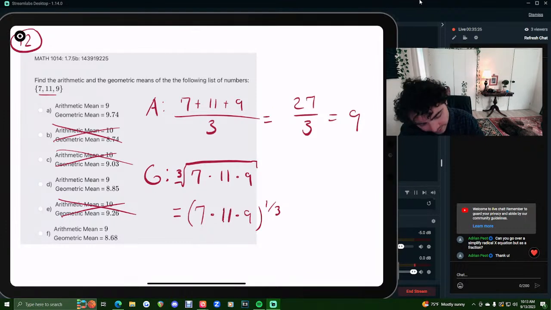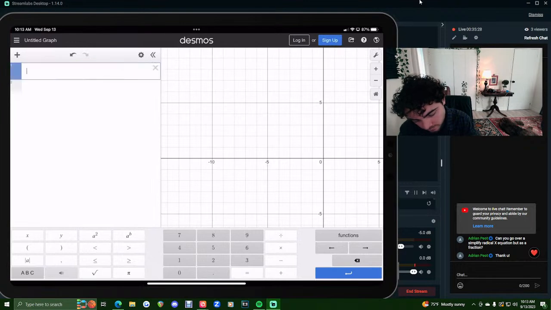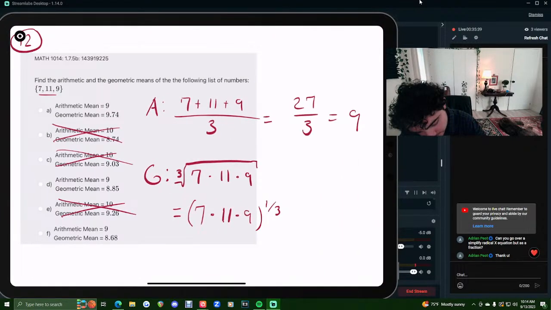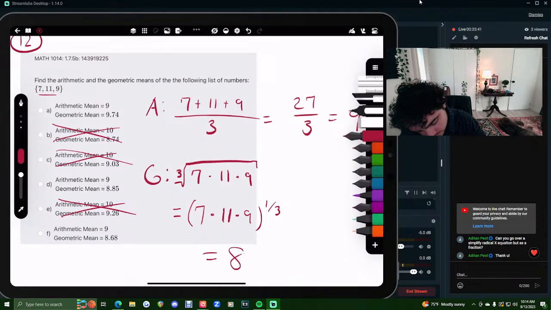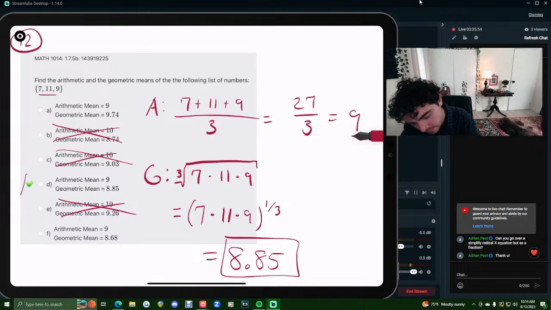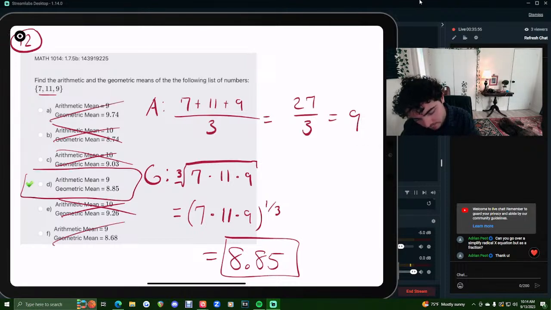So let's go and do this in Desmos. 7 times 11 times 9, raised to the power of 1/3. So we get 8.85 for our geometric mean. So for geometric, you multiply them up and then take whatever root based on the number of values you have. Okay, so 8.85, that is option D, and we're done.